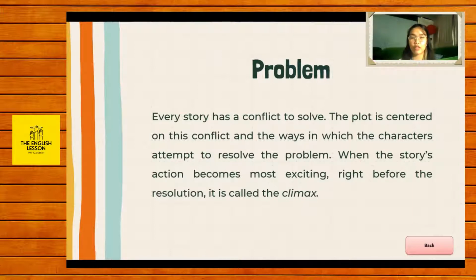If every story has a main character, every story also has a conflict to solve. The conflict is the problem. So the main character will solve the problem at the end of the story. That is the usual type of story that we see, that we read or that we hear.